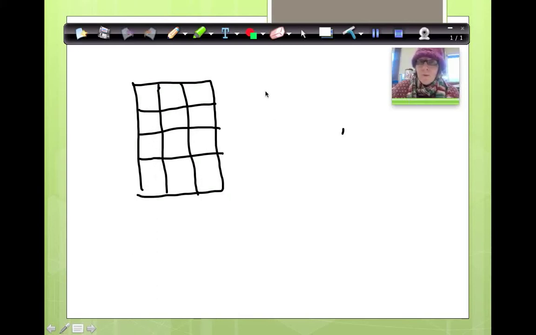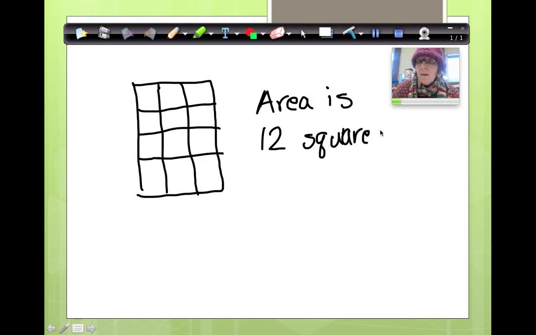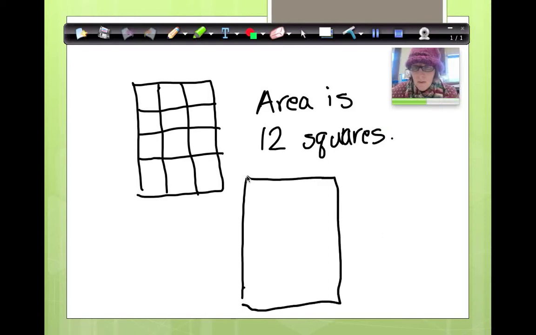So I'm going to put the area is, and let's count it up. Well, there's 3 across and 4 down. 3 times 4 is 12. It's 12 squares. Okay? Now, I'm going to try to draw the same thing. It's going to be a little hard because I'm not a perfect drawer, but I'm going to do my best. Okay, and then I want to make the same, but then I want to change it.